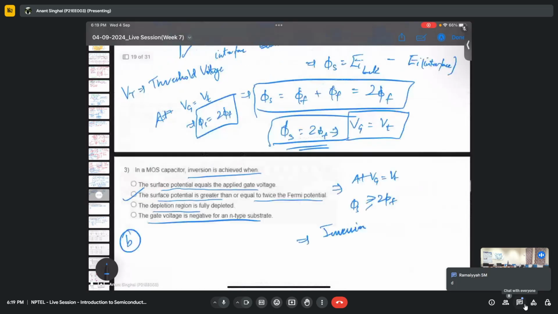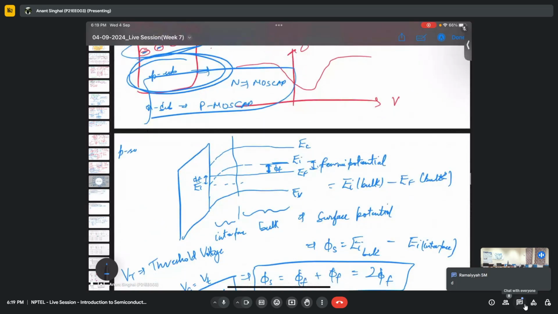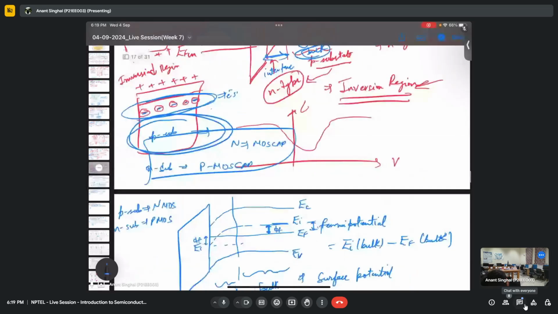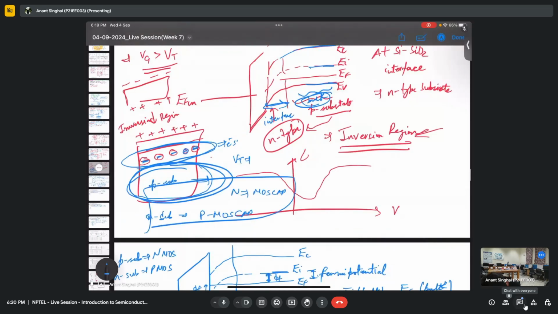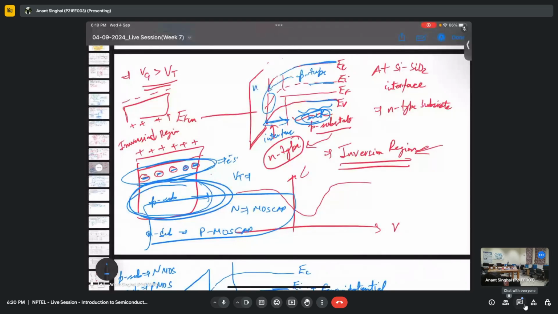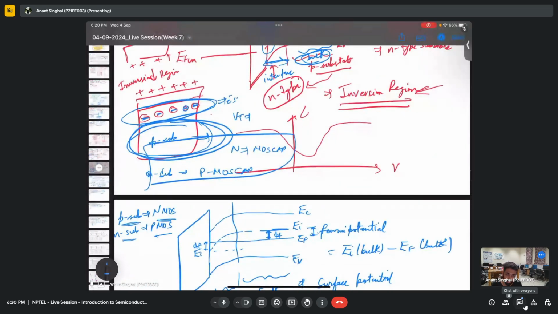What I said in very easy language is, if we have a p-type substrate, then we call it NMOS, and if we have an n-type substrate, we call it PMOS. Why? Because for p-type substrate, the conduction is happening because of electrons. After the application of VT, at the interface, this p-type substrate becomes n-type. Whatever is at the interface, that we call the MOS. So for p substrate it is NMOS, for n substrate it is PMOS. Is it fine?